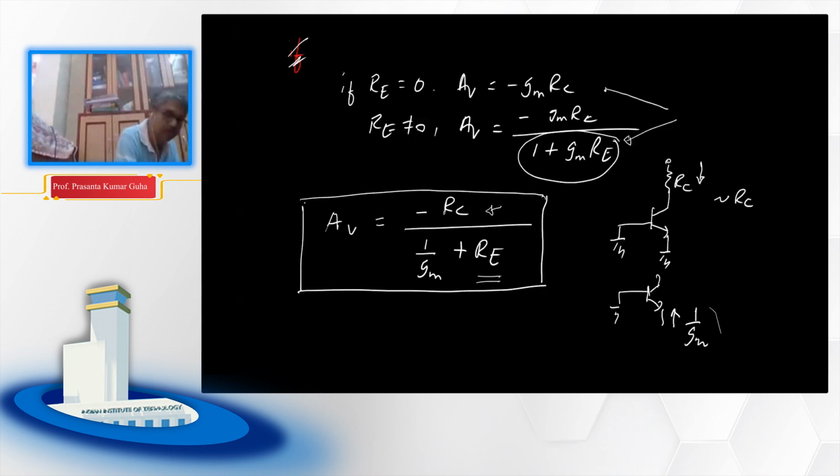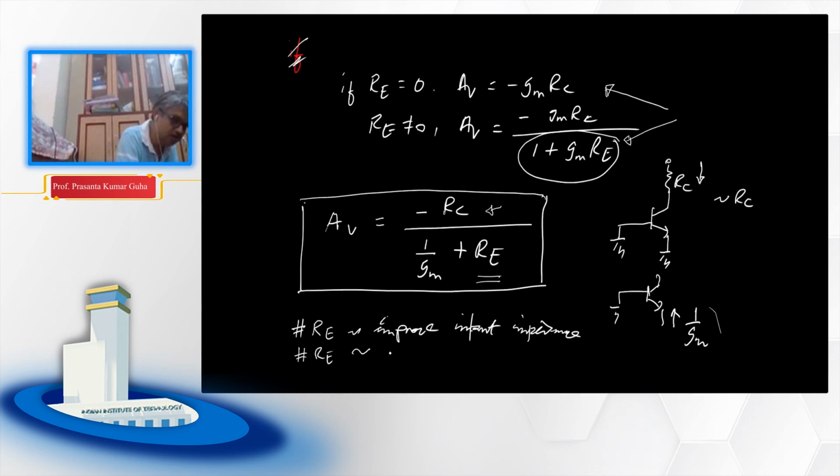This we will see in the next class, and also we will see that incorporating RE does not change your output resistance Rout. Rout remains the same, and that is RC, or RC parallel r naught if we take into account the early resistance associated with the early voltage. But the important point is it will improve input impedance.